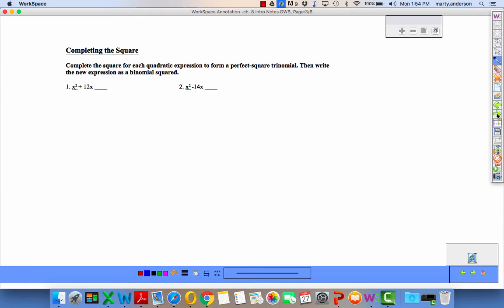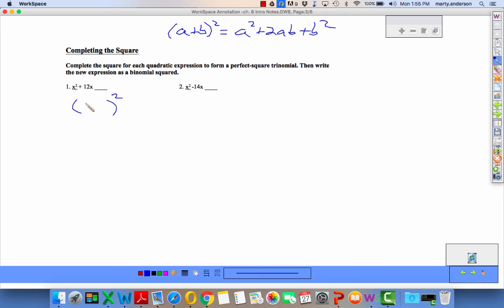Completing the square. Remember, when we're talking about a plus b squared, we have a squared plus 2ab plus b squared. Now what we're going to do is create a perfect square. So this comes from creating the a squared plus 2ab plus b squared. If I know this is x and that's x squared, if we're going to create a perfect square, we're going to do this.